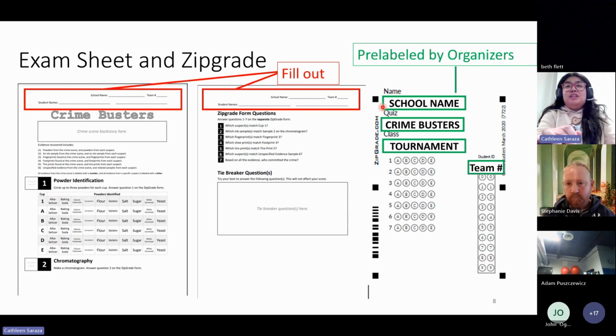For the zip grade, the name, quiz, class, and student ID categories don't really matter actually. It's really their school name, the event name, if it's our practice or actual tournament, and their team number. These will be filled out by John. Thank you. So you don't need to worry about your students filling that out.